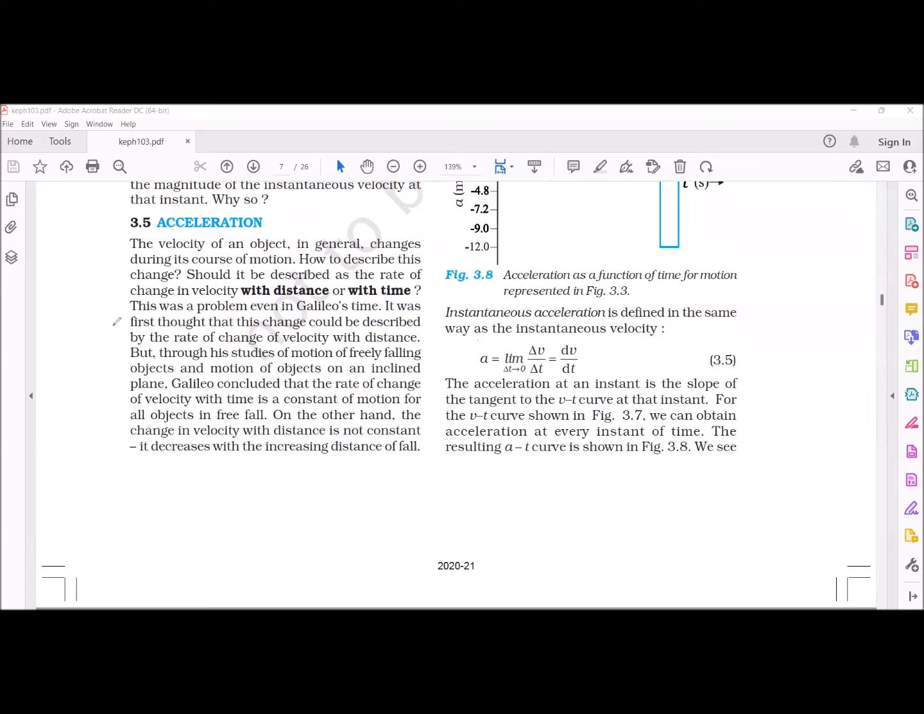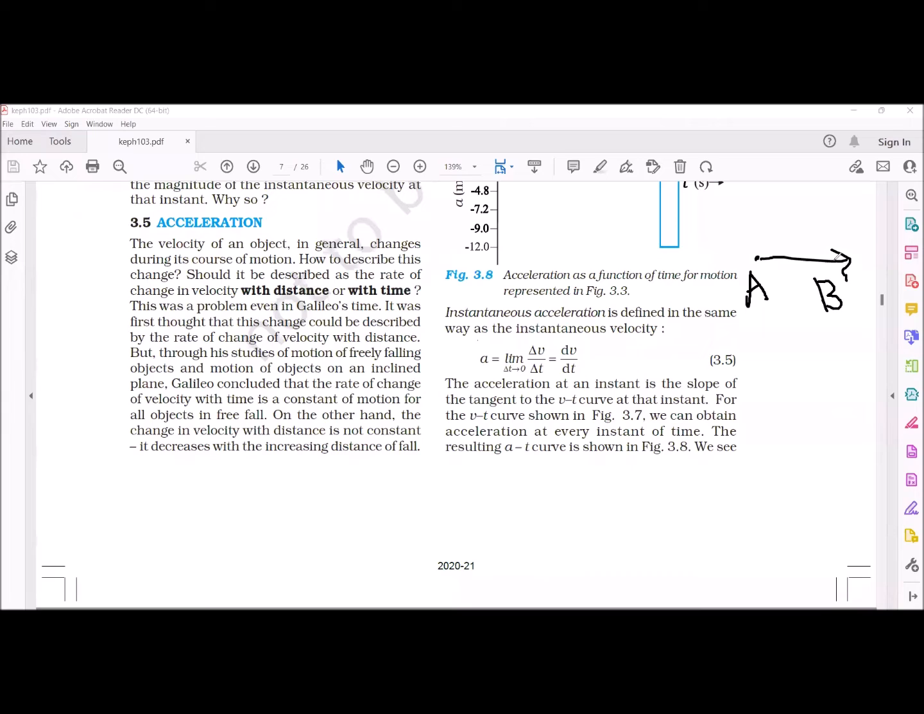From Galileo's time, there was one question. When we take an object moving from A to B, assume it is moving in a straight line. Now, the velocity is changing. The velocity might not be constant from A to B. But how do we describe this change of velocity? Do we describe this change with respect to distance or with respect to time?